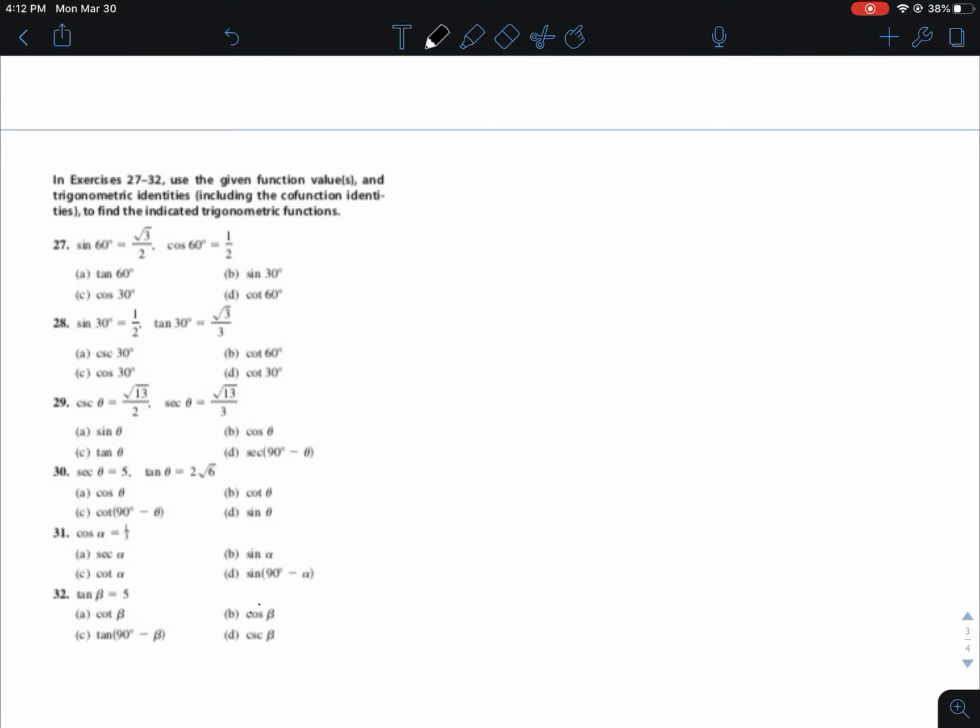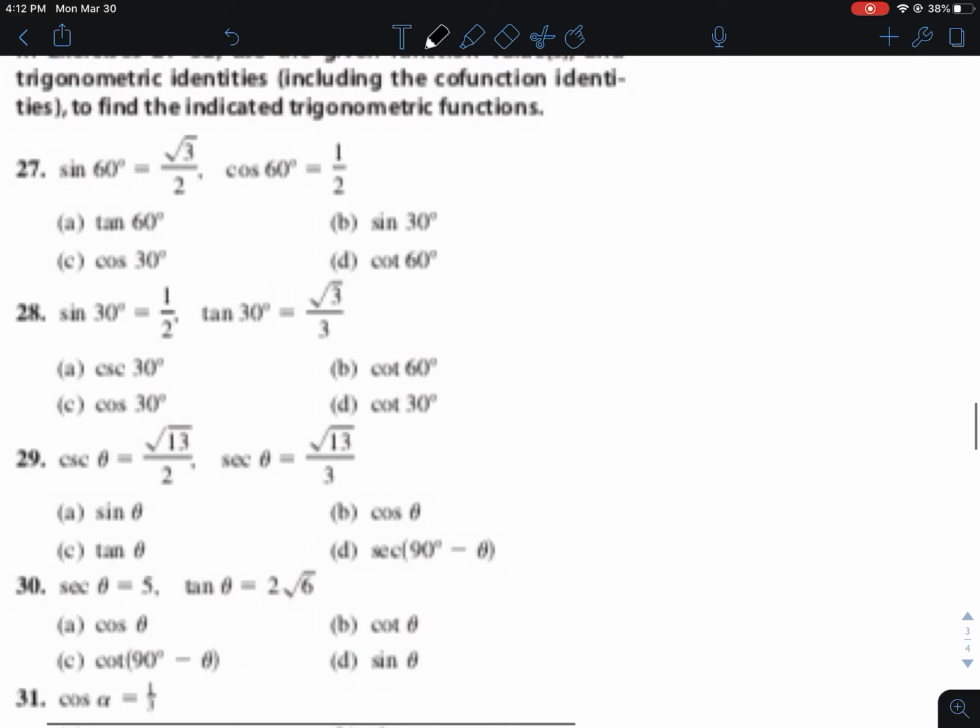So let's look at 27 here, all right? So they're telling me, this is what I'm given. Again, think about this in terms of a proof. I'm given the sine of 60 and the cosine of 60.